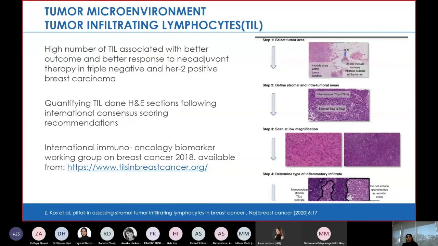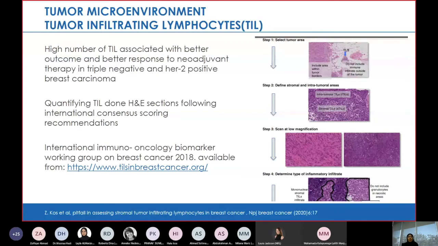Now, not only in the breast, but also in other solid tumors, a higher number of tumor infiltrating lymphocytes is associated with better outcome and better response to neoadjuvant therapy, especially, we are talking, in triple negative and HER2 positive breast cancer.